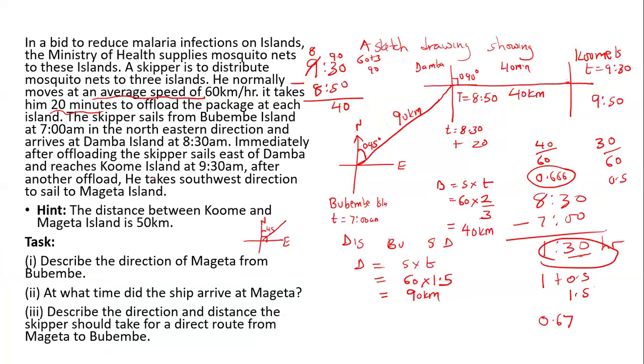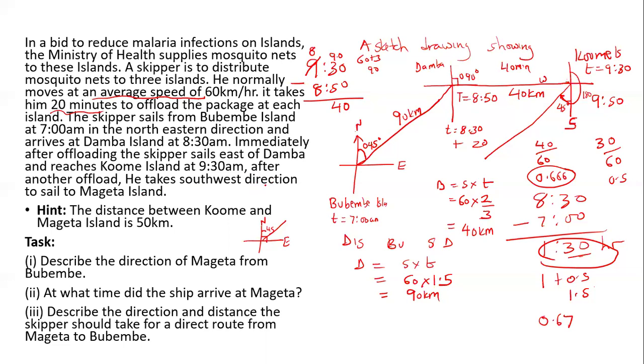Now, they told us that after another offload, he takes southwest. Now, you need to know where southwest is. This is where we have south, and this is where west is. So southwest is this direction here. But we have said that since southwest always divides south and west, the angle you have here is going to be 45 degrees. So now you have to indicate that this is the angle that you have turned through. So this is 45 and this is 180.